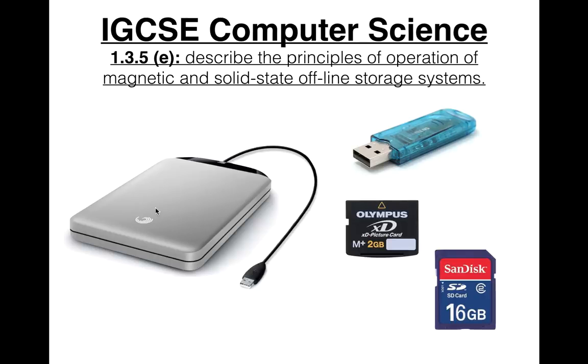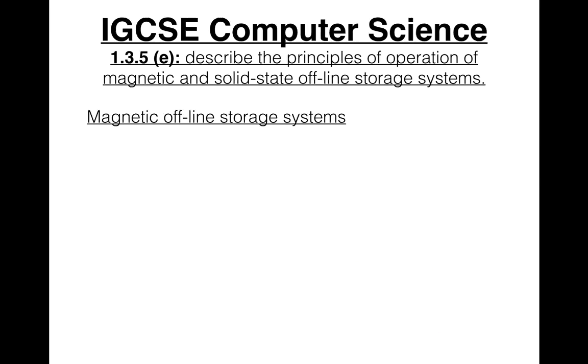So we have magnetic here, the hard drive, and we have solid state here, the thumb drive, the XD card, and the SD card. So we're going to see how they work. Now, obviously, solid state is going to be a bit longer than magnetic, because with magnetic, we're only looking at one device. With solid state, we're looking at three. Just keep that in mind.